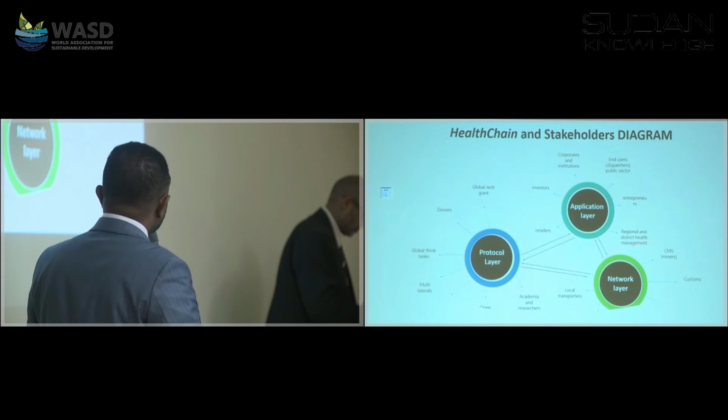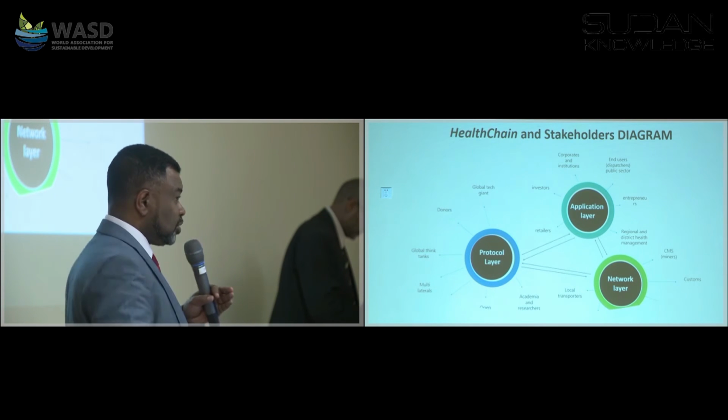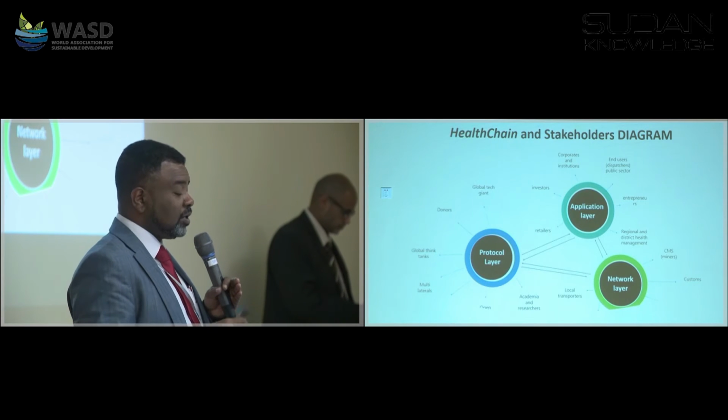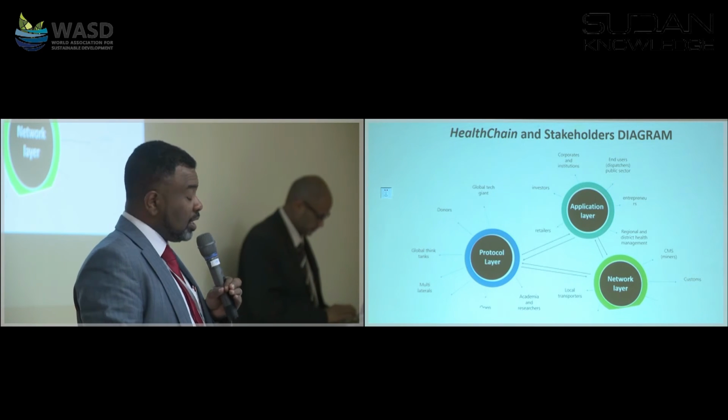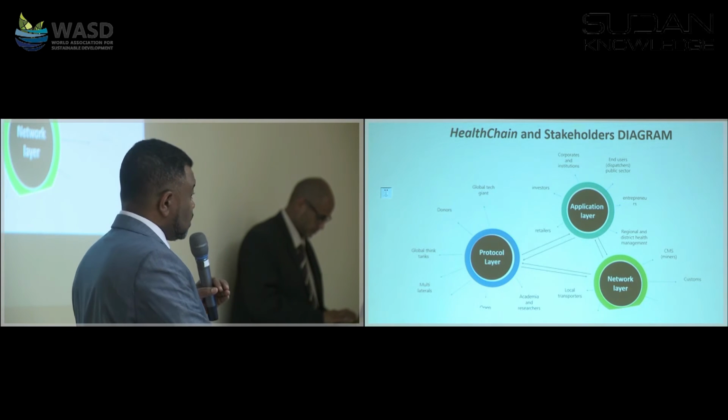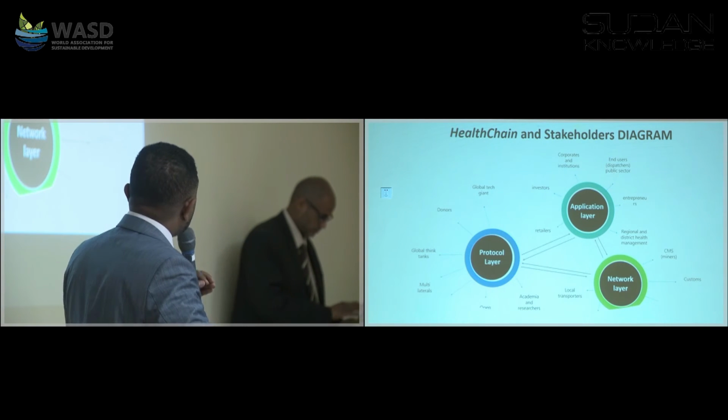At the network layer, usually you have the people who are defined, and here we're talking about transporters, customs, manufacturers, custom clearance, state level dispensers, and so on. And at the application layer, you can also use the private sector entrepreneurs and end users who are dispatchers.